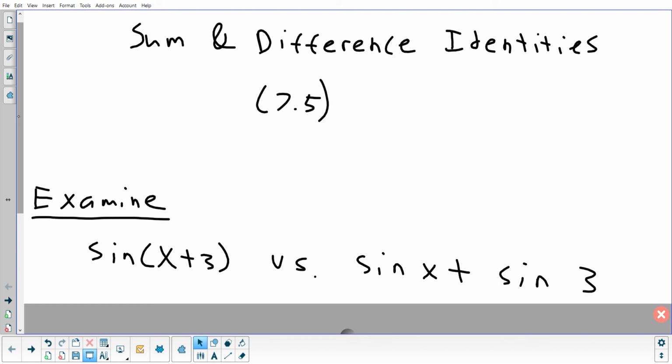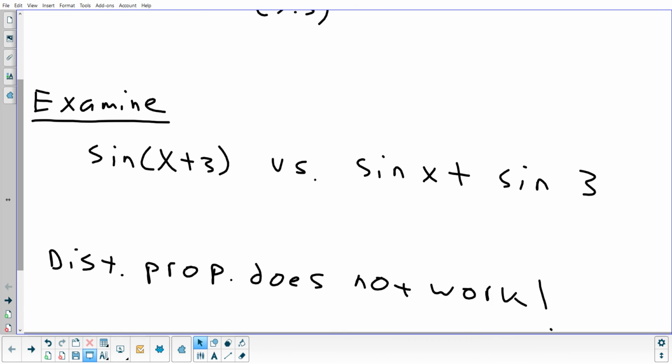So the one on the left is a shift 3 units to the left. This is a shift up by the sine of 3. That's not the same thing. If you just think about it from a transformation perspective, they're different transformations. So they're not the same. So the distributive property, you can't do that.